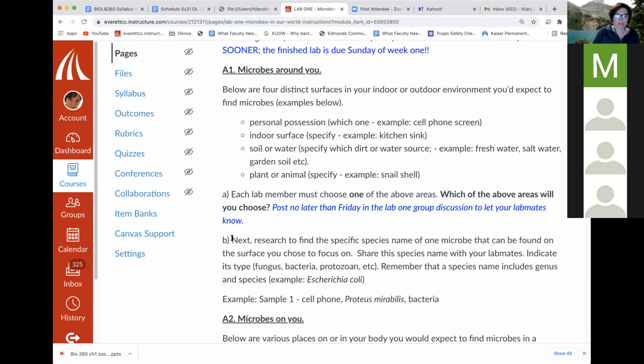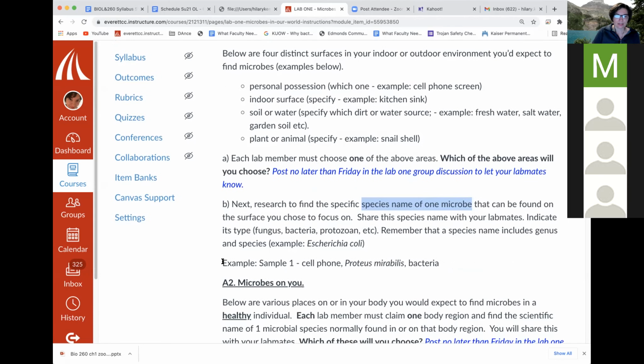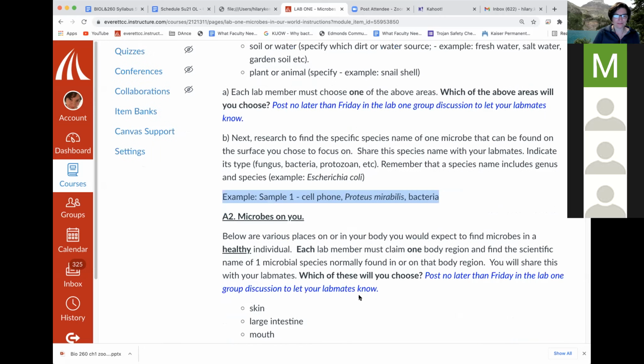Then what you're going to do is actually Google around to try to figure out what microbes grow in these areas. You need to find a species name of one microbe that can be found in this location. Then by Saturday, you'll come back and tell people, this is what I found that grows in soil, or this is what I found grows on giraffes, or whatever. So here's an example of how you would answer this part of the prompt. You would say, I chose to look at what grows on my cell phone, and it turns out that you can find this bacteria, Proteus mirabilis, there.